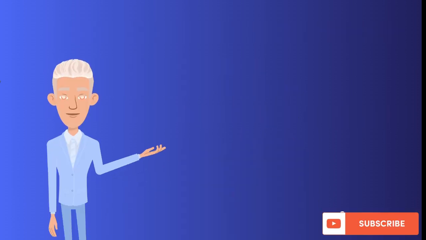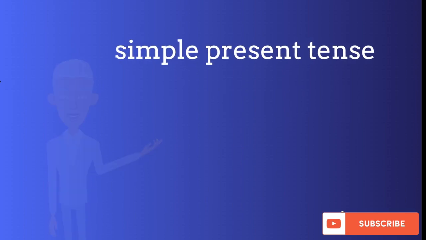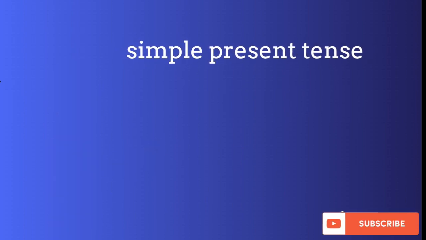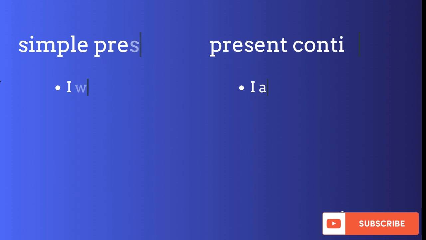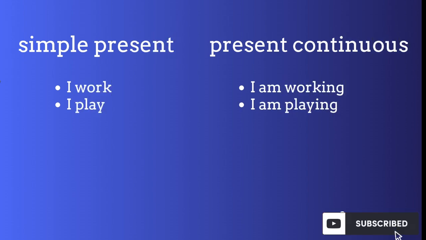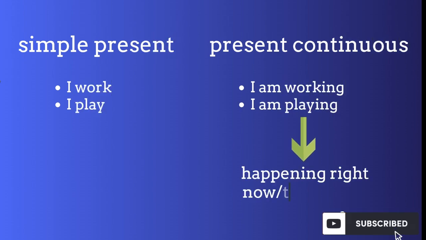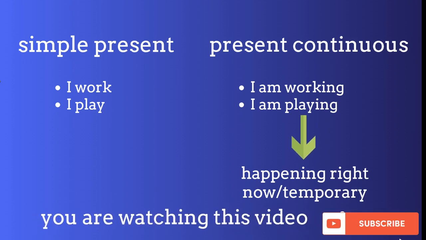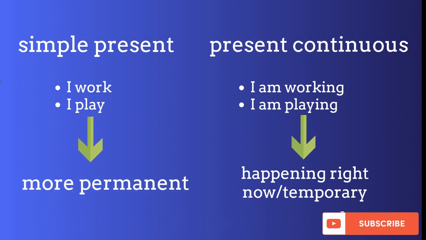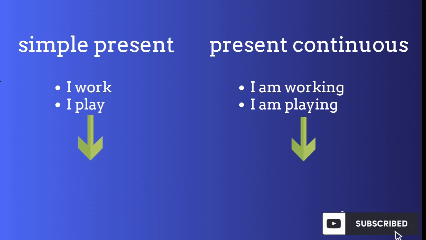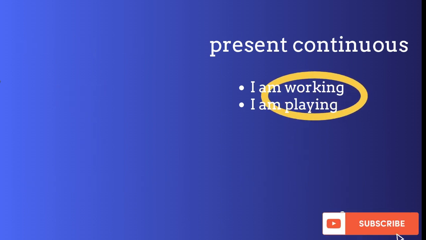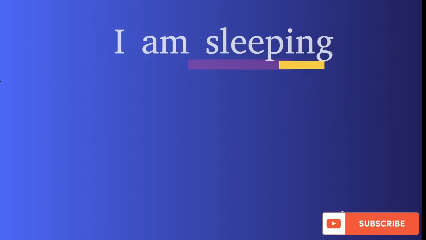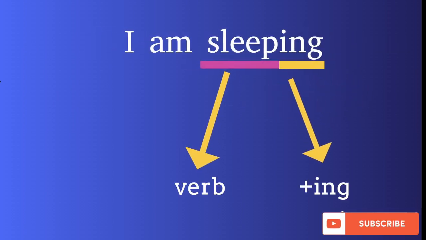To get started, we are going to compare this with simple present tense. So, what is the difference between I work and I am working? This is something happening right now or something temporary, like you are watching this video. But simple present tense means something that is permanent, something that you do for a long time. To express present continuous tense, we add ing to the verb. For example, let's make a sentence. I am sleeping. In this case, the verb, which is sleep, has changed into sleeping.